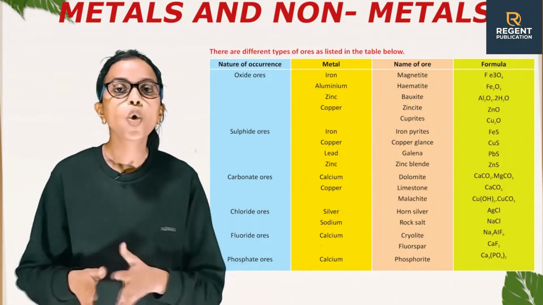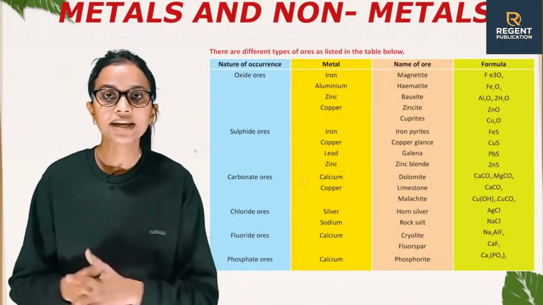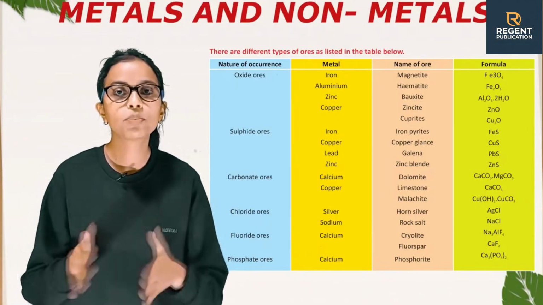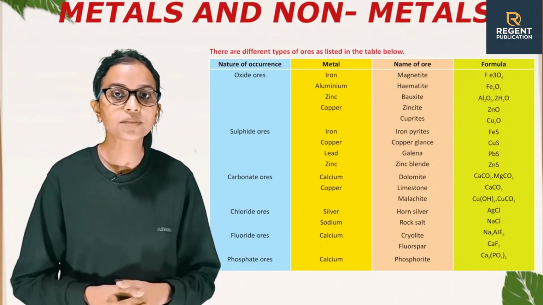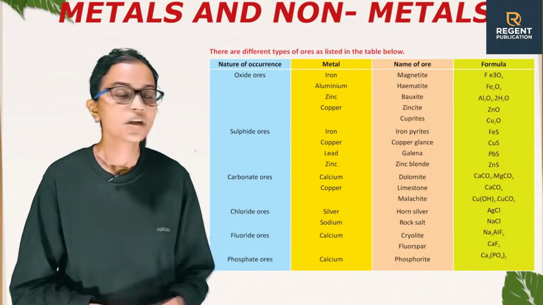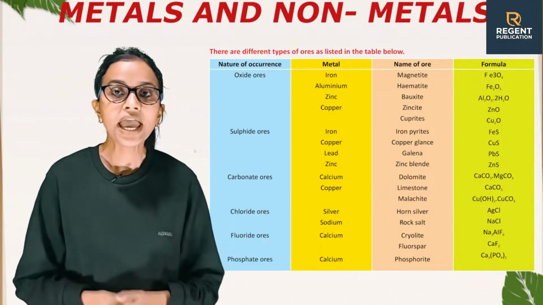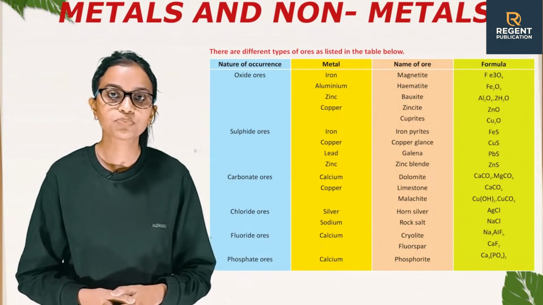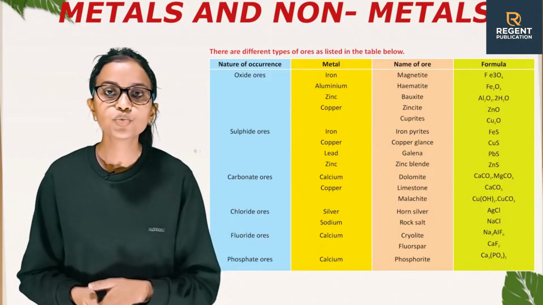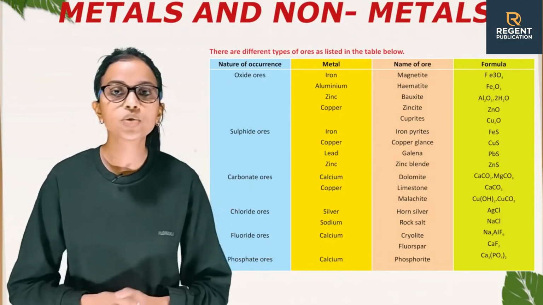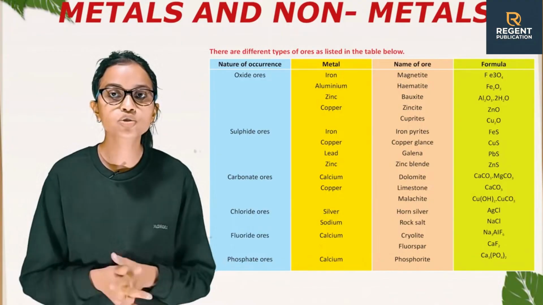Copper, cuprite, Cu2O. Sulfide ores: iron, iron pyrites, FeS; copper, copper glance, CuS; lead, galena, PbS; zinc, zinc blende, ZnS. Carbonate ores: calcium, limestone, CaCO3; magnesium, dolomite, CaCO3.MgCO3; copper, malachite, Cu(OH)2.CuCO3. Chloride ores: silver, horn silver, AgCl; sodium, rock salt, NaCl.